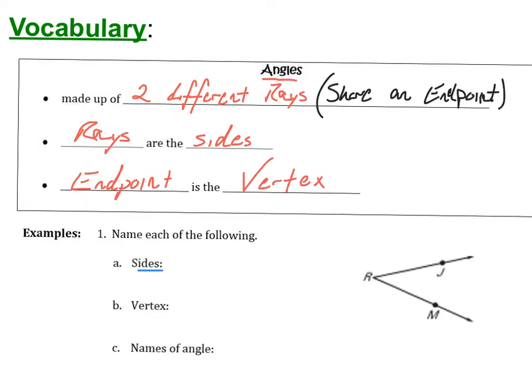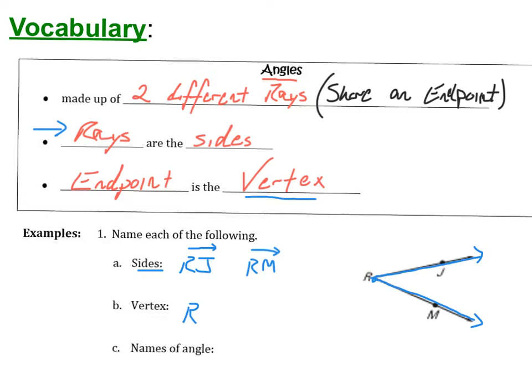First thing they want us to do is name the sides in this angle. So remember, the sides are the rays that make up the angle. So the first one I could say would be ray RJ. Remember, when you're naming it, you start with the endpoint and use that symbol for ray, always pointing to the right. The other ray would obviously be RM. Remember, they share the same endpoint. In this case, that endpoint is also the vertex. So in this case, the vertex is just point R. And we can just name that with a capital R.